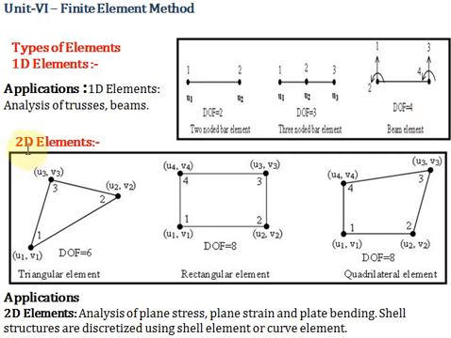So the second element is the two-dimensional element. As in one-dimensional element, at each node there was 1 degree of freedom. So in two-dimensional element, at each node there will be 2 degree of freedom. If you see, the first element is a triangular element. For this triangular element there are three nodes.